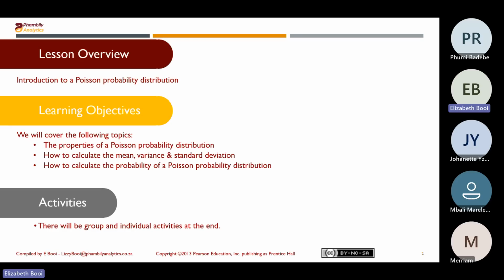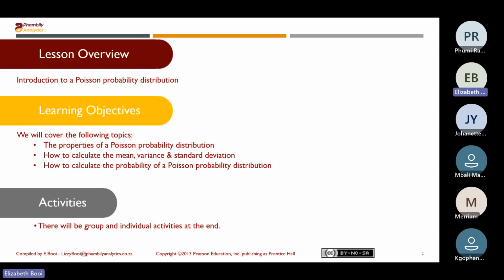By the end of the session today, you should be able to know and understand the properties of a Poisson probability distribution, how to calculate the mean, the variance, and the standard deviation of a Poisson distribution, and also how to calculate the probability of a Poisson probability distribution. And remember also, when we're calculating the probability, you will always have to remember the sign with the meaning, and if possible, how to link a word phrase to the sign and the meaning.